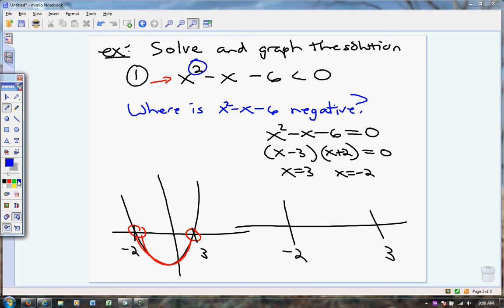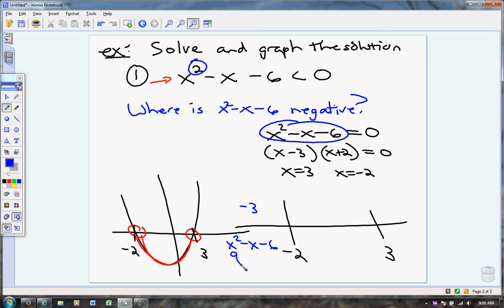So somebody pick a number less than negative 2. How about negative 3? Okay, negative 3 is less than negative 2. So we're going to plug that into our function, x squared minus x minus 6. I get negative 3 squared is 9, minus a negative 3, minus 6. That's going to be 12 minus 6, which is 6.